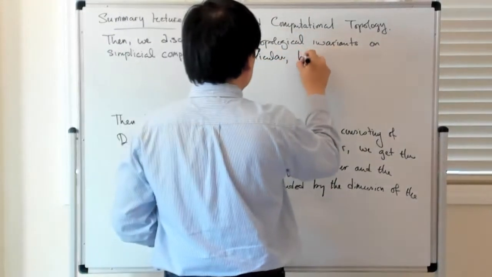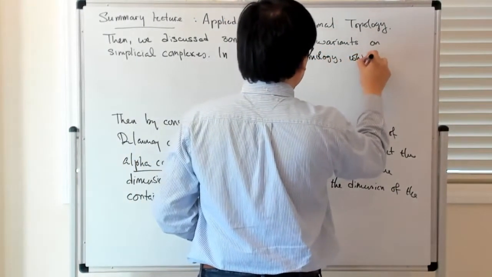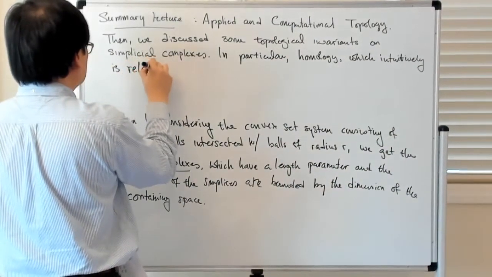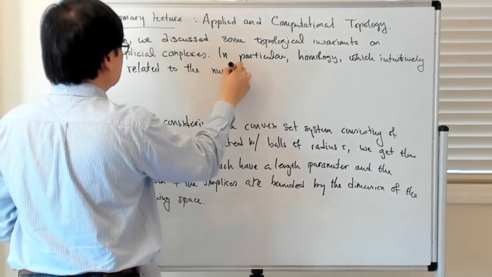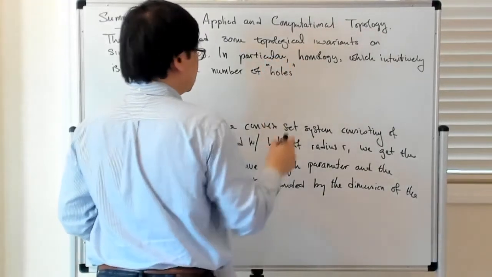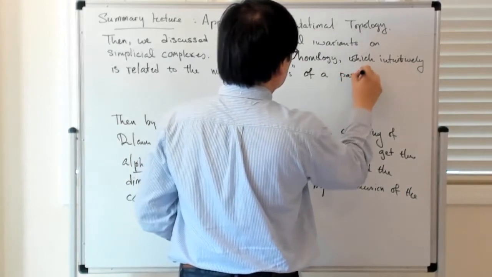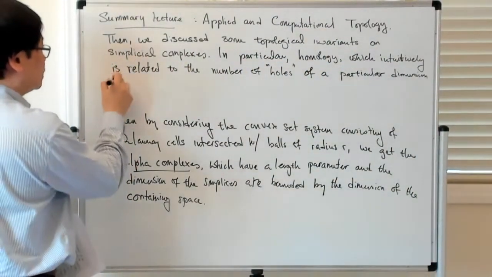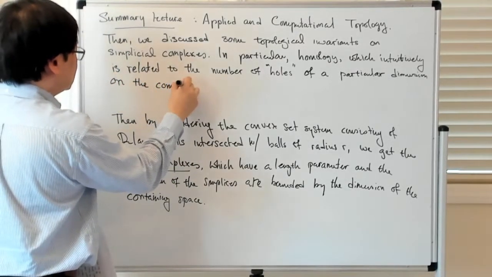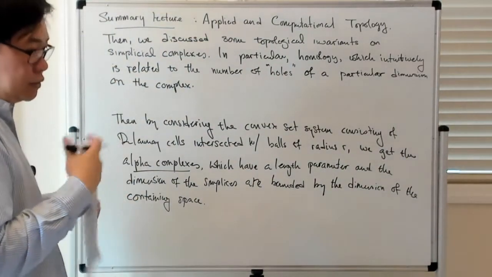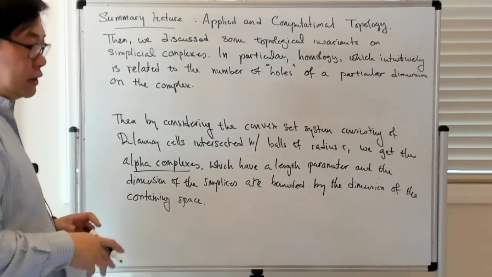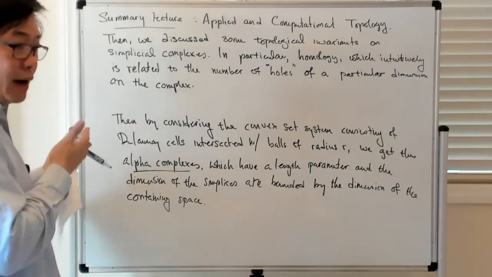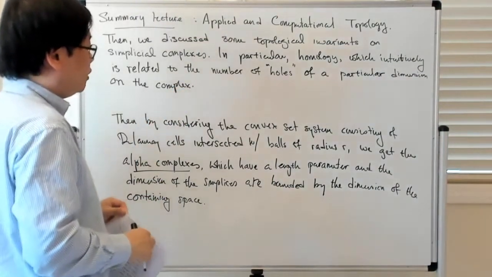homology, right? Which intuitively is related to the number of holes of a particular dimension. So it counts the number of holes of a particular dimension on the complex. The way this is encoded has to do with looking at the boundary operator, and in particular, a hole is basically something whose boundary vanishes, but it's not the boundary of some higher dimensional thing. So that's what one means by a hole here.